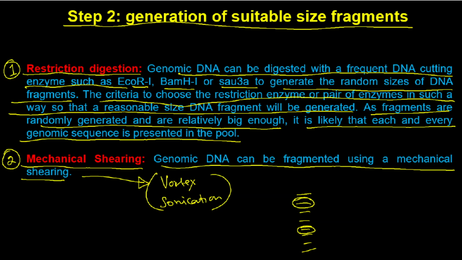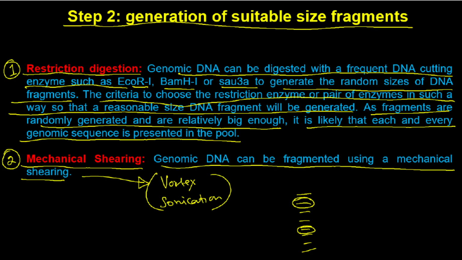In restriction digestion, genomic DNA can be digested with a frequent DNA cutting enzyme, and those enzymes can be EcoR1, BamH1 or Sau3A, to generate random sizes of DNA fragments. The criterion to choose the restriction enzyme or pair of enzymes is such that a reasonable size DNA fragment will be generated. What we want here is that the size of the DNA should be such that it can be easily seen on the agarose and easily transferred to the membrane, so that we can study it better.